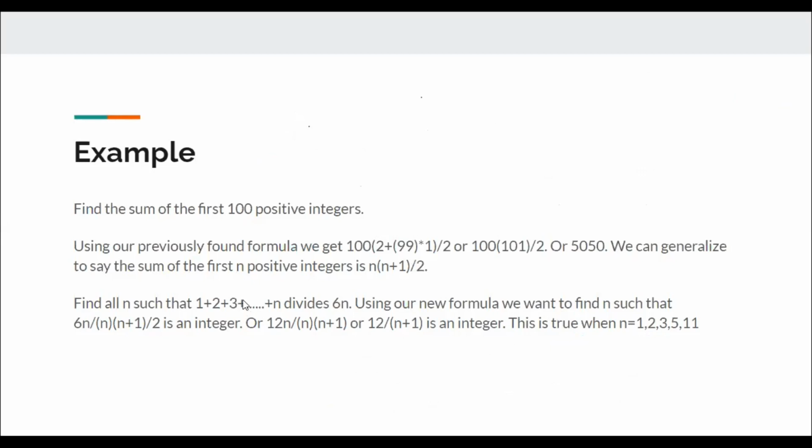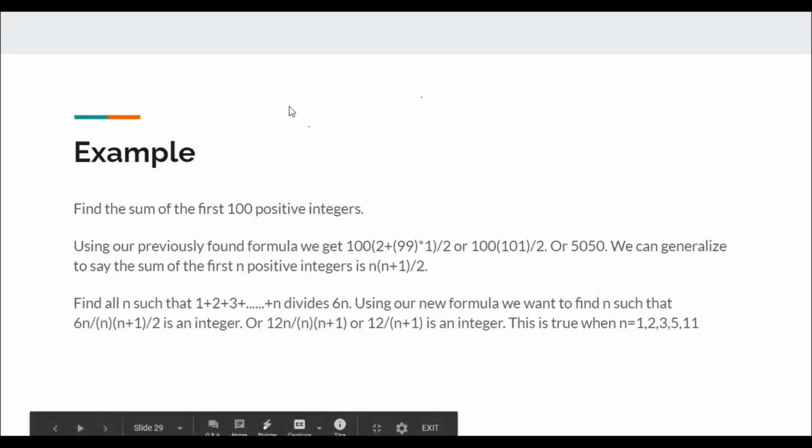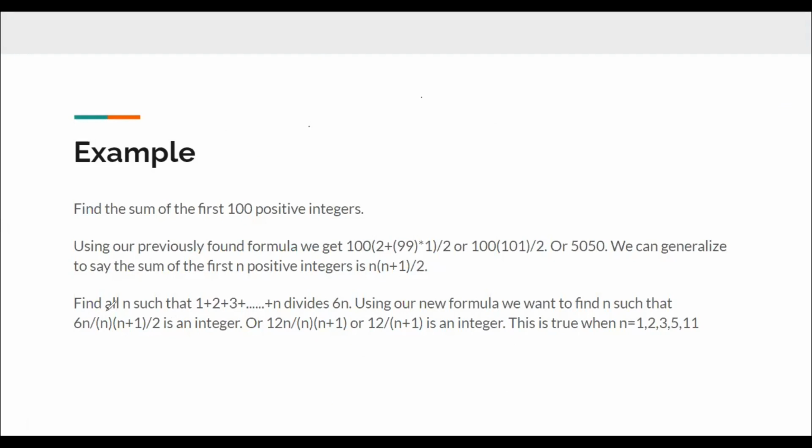So here's another question using that. Find all n such that 1 plus 2 plus 3 all the way to n divides 6n. We can use our new formula and say 6n divided by n times n plus 1 divided by 2 should be an integer. Or 12n divided by n times n plus 1 should be an integer. Clearly the n's cancel, so 12 over n plus 1 is an integer. So the possible n's are 1, 2, 3, 5, 11. Those are all your choices.